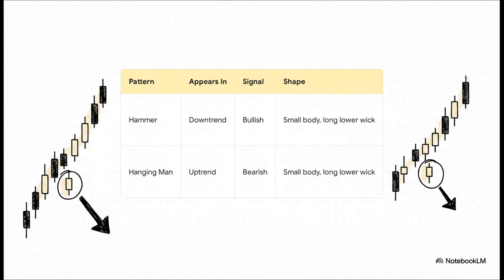Just look at these 2 candles. They're identical, right? A little body at the top with a super long wick at the bottom. But one is a bullish hammer, and the other is a bearish hanging man. What's the only difference? Location. The hammer shows up at the bottom of a downtrend, hinting at a reversal up. The hanging man appears at the top of an uptrend, warning of a reversal down. Same shape, completely opposite meaning.